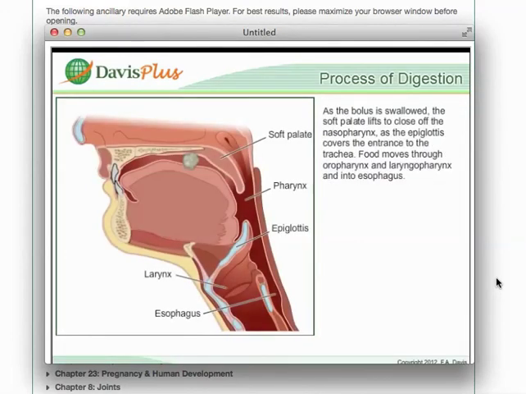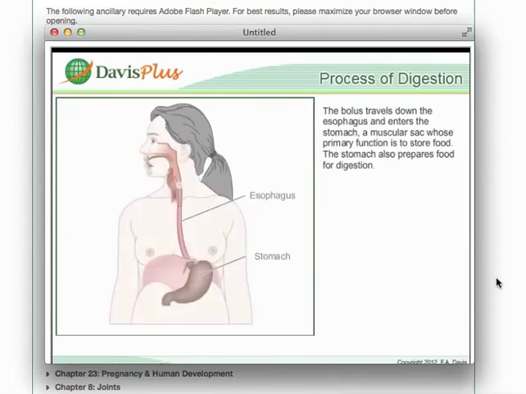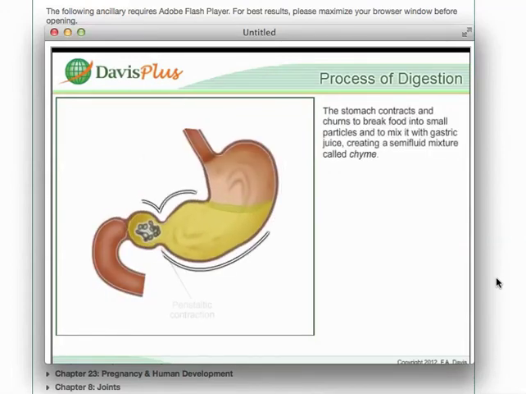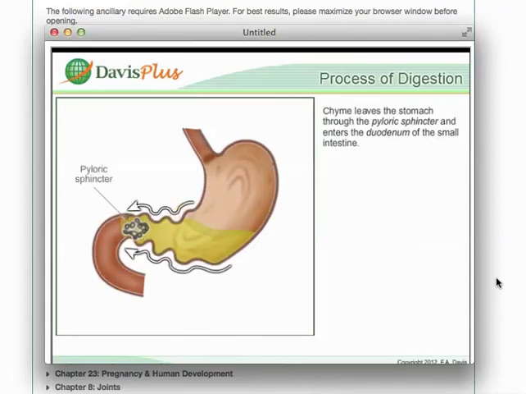As the bolus is swallowed, the soft palate lifts to close off the nasopharynx, as the epiglottis covers the entrance to the trachea. Food moves through the oropharynx and laryngopharynx and into the esophagus. The bolus travels down the esophagus and enters the stomach, a muscular sac whose primary function is to store food. The stomach also prepares food for digestion. The stomach contracts and churns to break food into small particles and to mix it with gastric juice, creating a semi-fluid mixture called chyme. Chyme leaves the stomach through the pyloric sphincter and enters the duodenum of the small intestine.